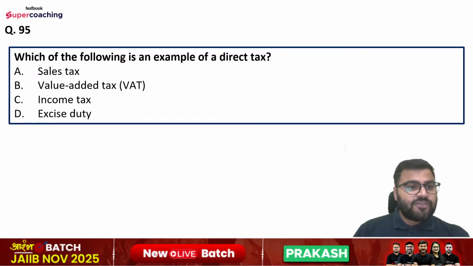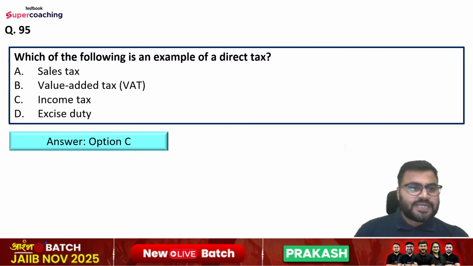Question number 95, which of the following is an example of a direct tax? Options are sales tax, value added tax, income tax, or excise duty. So right answer is option number C, that is income tax.